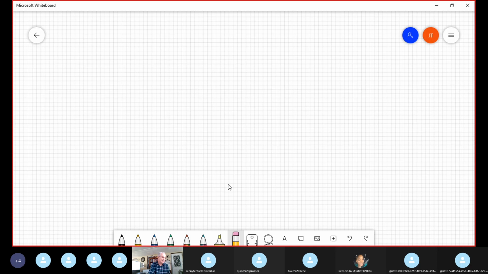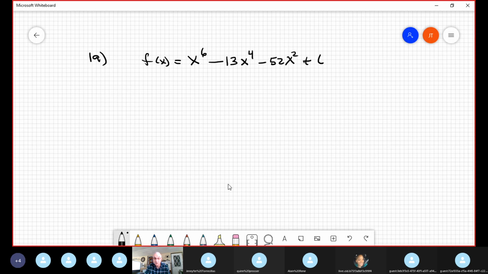Okay, let's do 19. Well, 19 is nice. I like 19. 19 is x to the 6th power minus 13x to the 4th power minus 52x to the 2nd power plus 64. I need to prove somehow that the factor x minus 4 belongs or not to this.